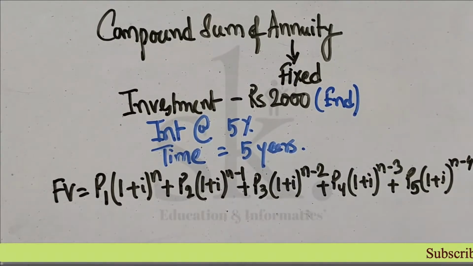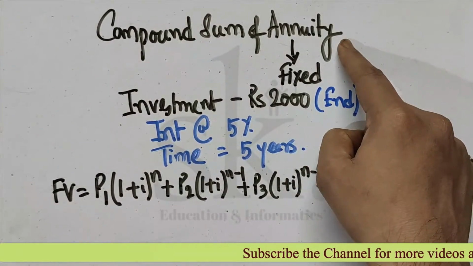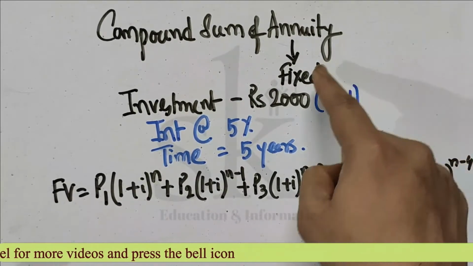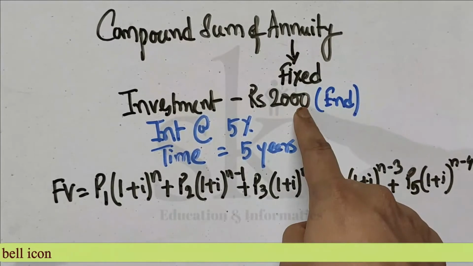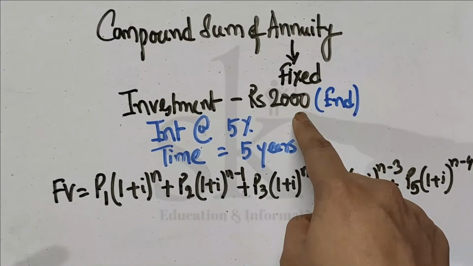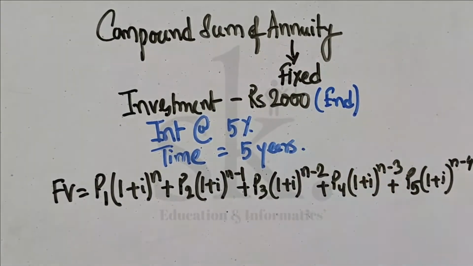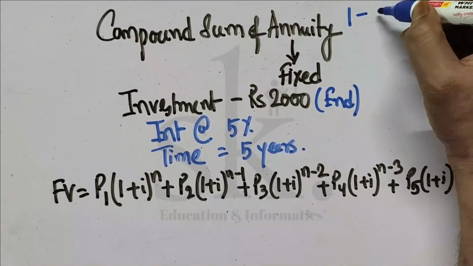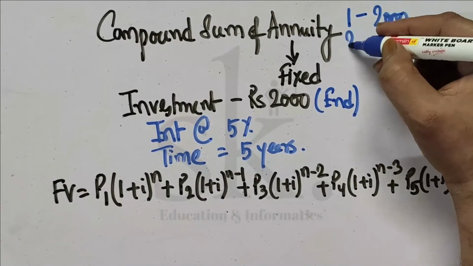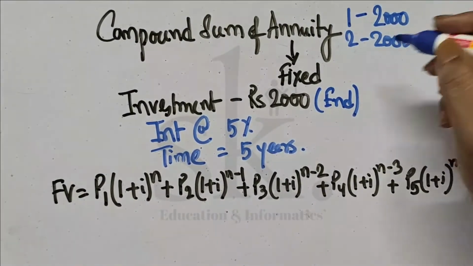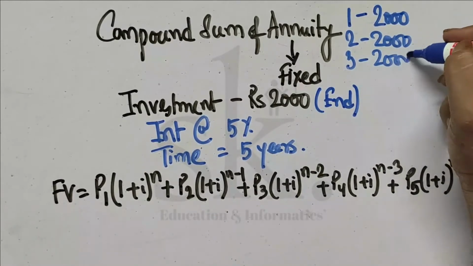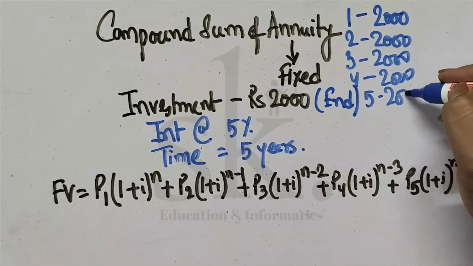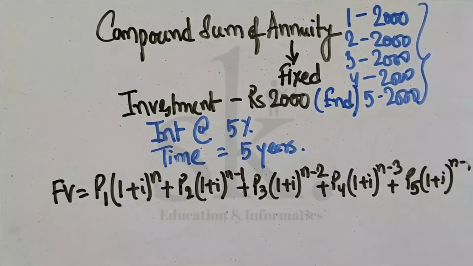Now please understand, annuity means that the series of payments or receipts is fixed in nature. We have taken an example of 2000. That means the first year I paid 2000, the second year I am also paying 2000, the third year I am also paying 2000. First year I paid 2000. Second year I again paid 2000. Third year I again paid 2000. Fourth year I paid 2000. Fifth year I paid. Then I say this is an example of an annuity.